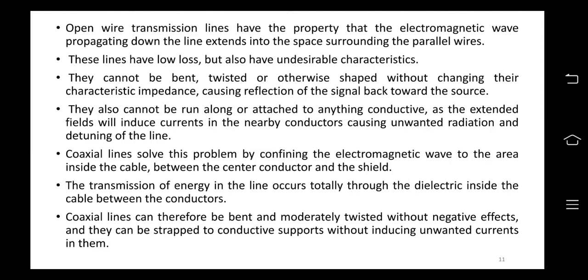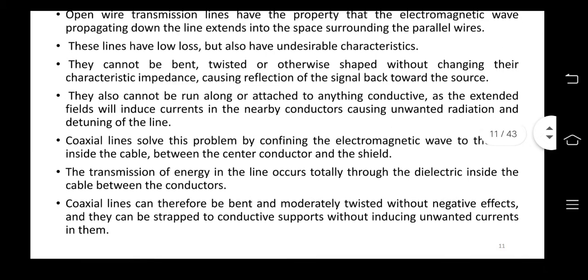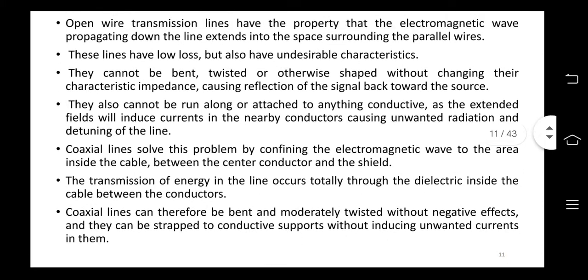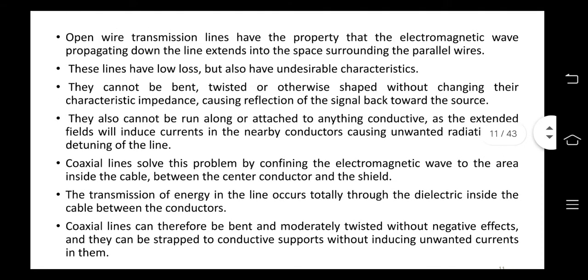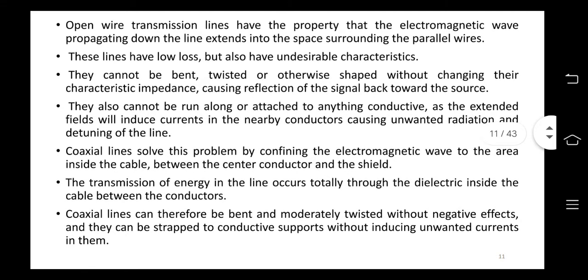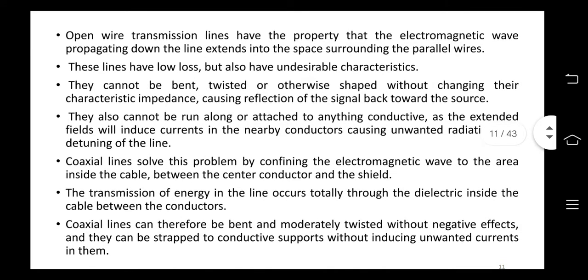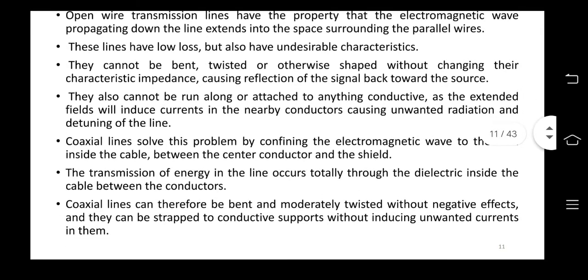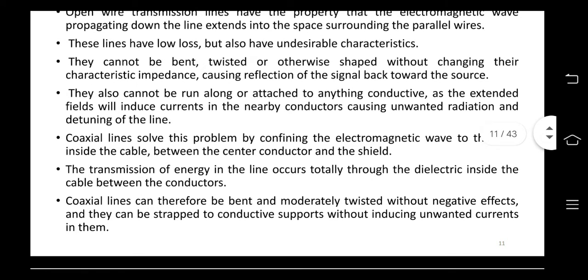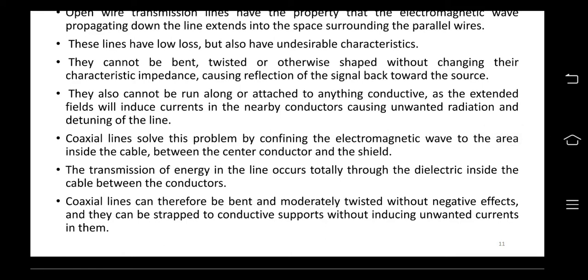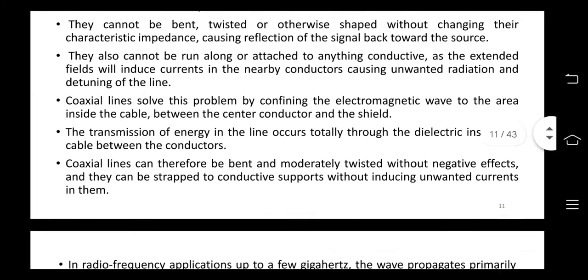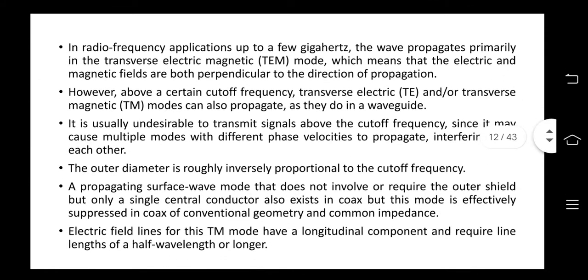Coaxial lines solve this problem by confining the electromagnetic wave to the inside of the cable, between the center conductor and the shield. The transmission of energy in the line occurs totally through the dielectric inside the cable between the conductors. Coaxial lines can therefore be bent and moderately twisted without negative effects, and they can be strapped to conductive supports without inducing unwanted currents in them.